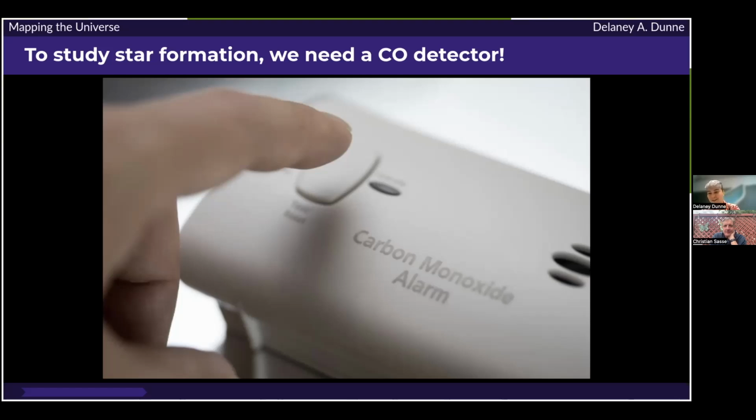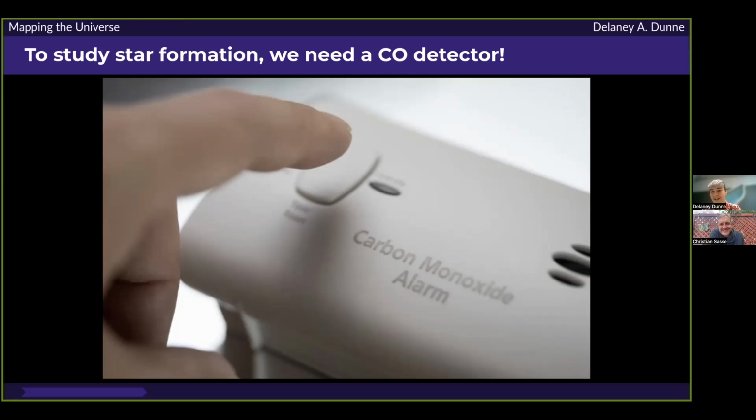It might be pretty fast, but let's do our second poll on checking our CO detectors. So I observe with this telescope every day. So I check my carbon monoxide detector every day. When was the last time you checked yours?